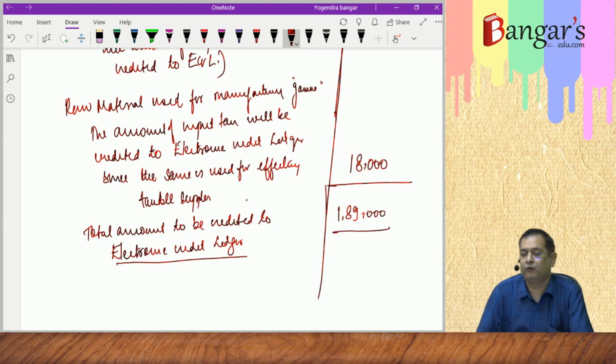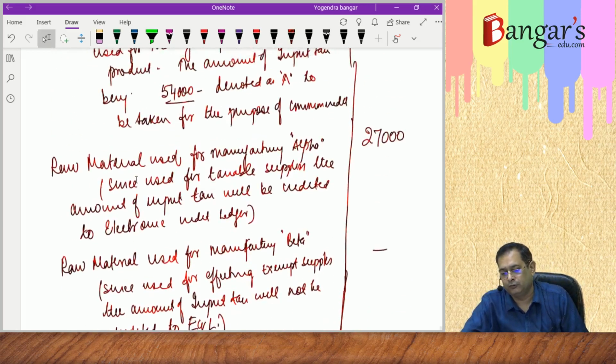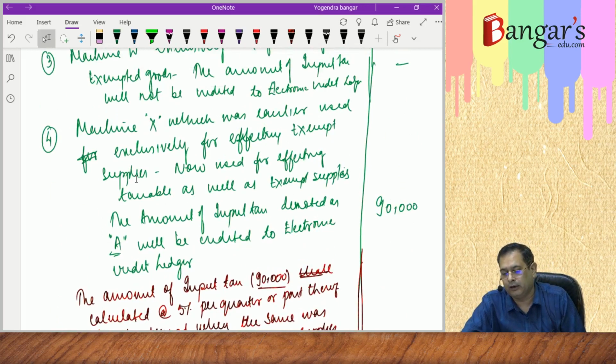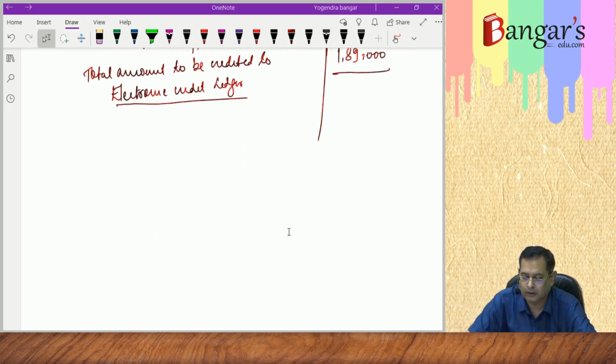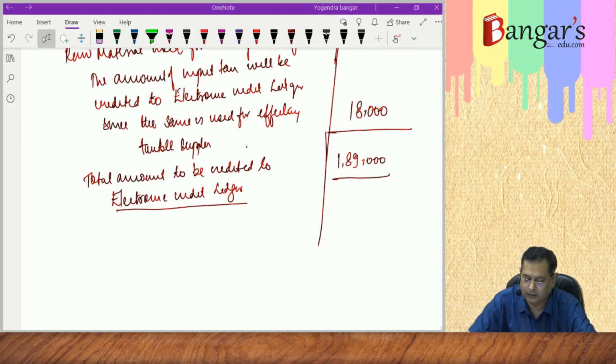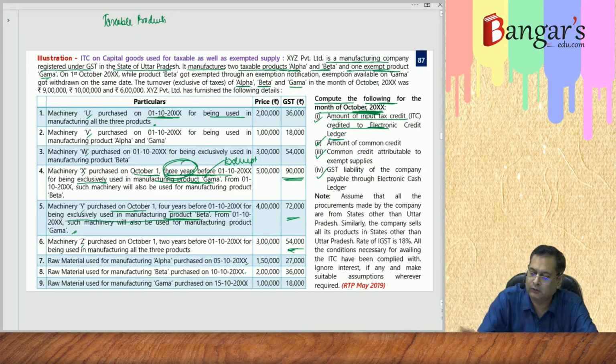If prior to 1/4/2020, what would have happened? This much amount we have credited now, 90,000. Prior to 1/4/2020, 90,000 minus 54,000, the balance amount would have been credited in the electronic credit ledger. But now the entire amount of input tax credit will be credited in the electronic credit ledger, and this 54,000 will be separately added to your output tax liability. So the total amount to be credited to electronic credit ledger is rupees 1,89,000.